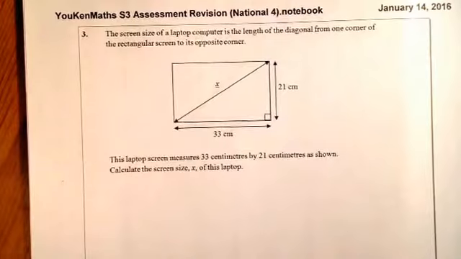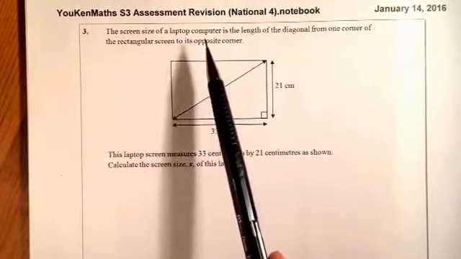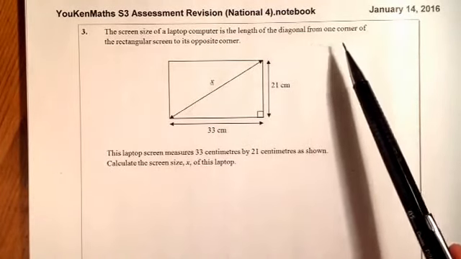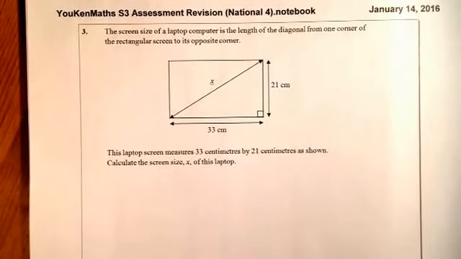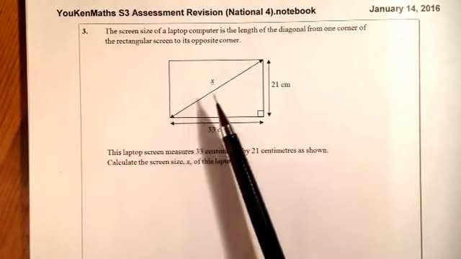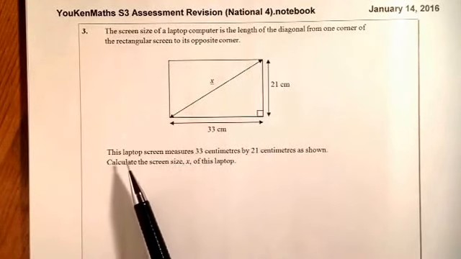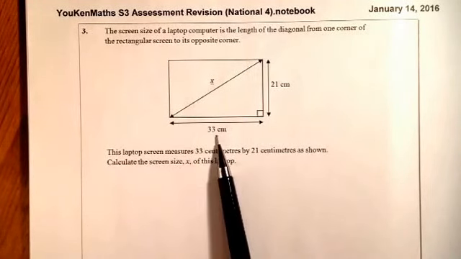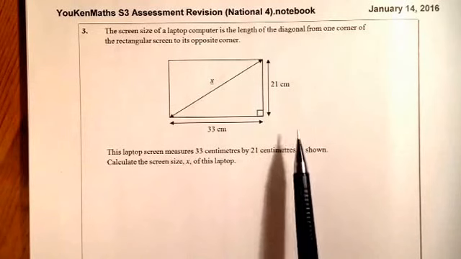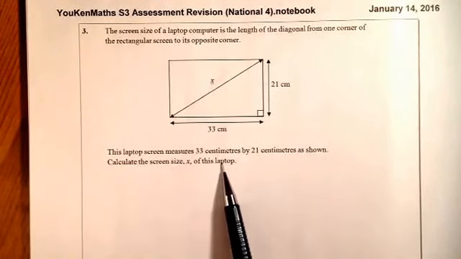Question 3. Right, so in this one we've got the screen of a laptop computer, which is the length of the diagonal from one corner of the rectangular screen to its opposite corner. So from there to there, that's going to be the diagonal. The laptop measures 33 centimetres by 21 centimetres as shown. Calculate the screen size X on this laptop.